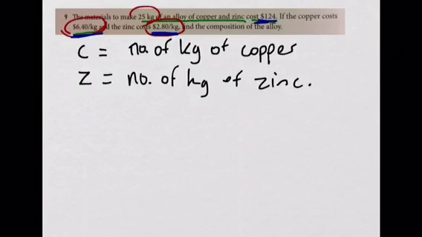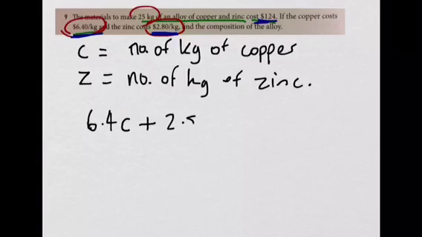In this case, $6.40 a kilogram for the copper. If you take 6.4 and multiply it by the number of kilograms of copper, that will give you the total cost for the copper. If you add the $2.80 for each kilo of zinc, multiplied by the number of kilos of zinc, that will give us the total cost for the zinc, and altogether they'll give us $124, the total cost of the alloy.